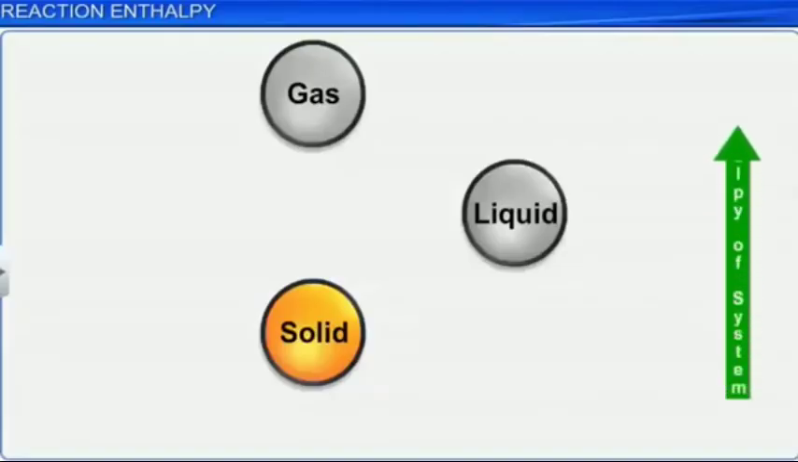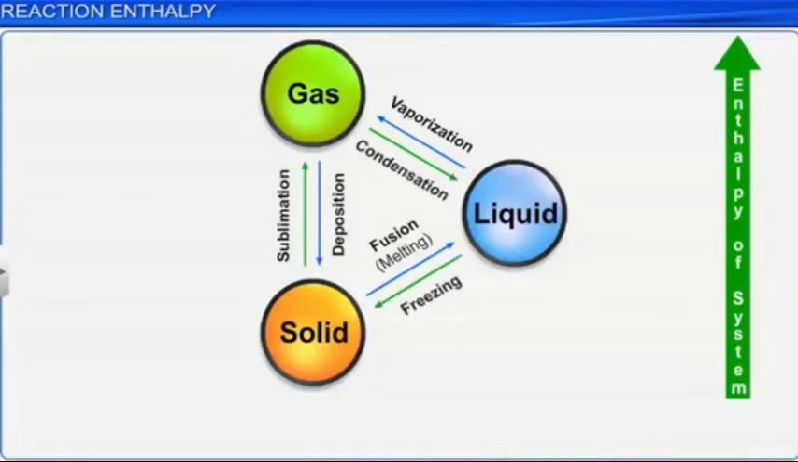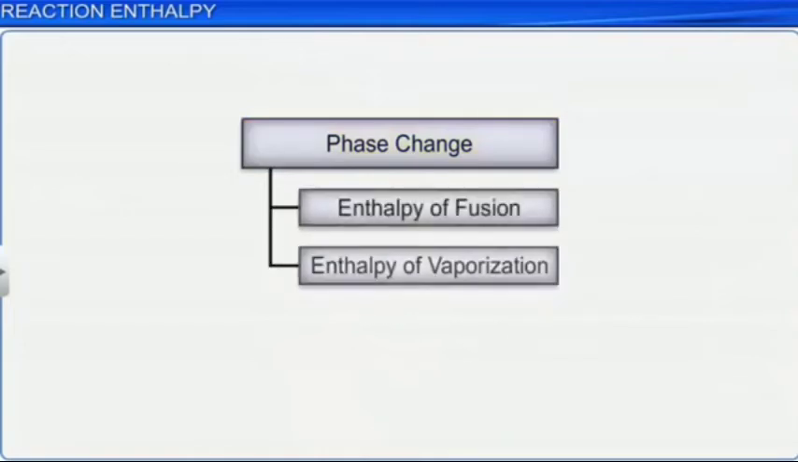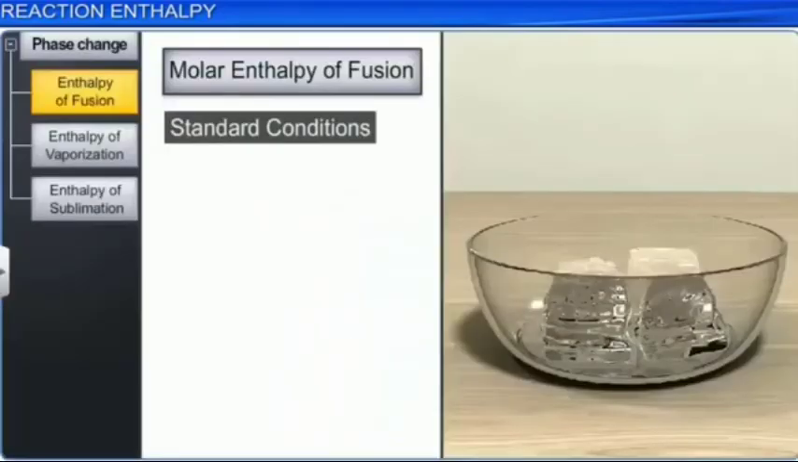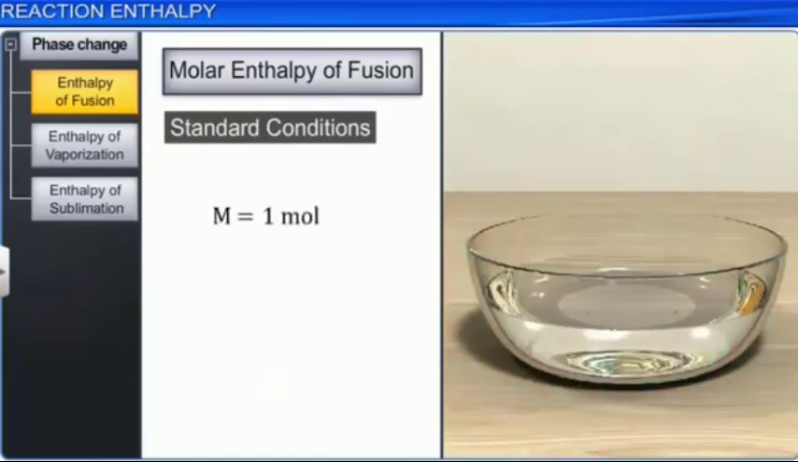The process by which matter is converted from one state into another is known as phase change or phase transition. The enthalpy or heat changes accompanying these phase changes are enthalpy of fusion, enthalpy of vaporization, and enthalpy of sublimation. Let's look at each type in detail. Standard enthalpy of fusion is the enthalpy change accompanying the melting of 1 mole of a solid substance in standard state into its liquid state. It is also called molar enthalpy of fusion and is represented as delta fusion H naught.